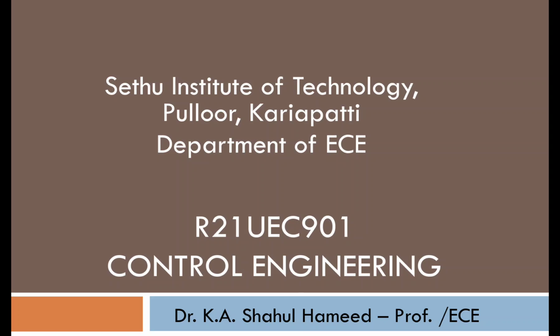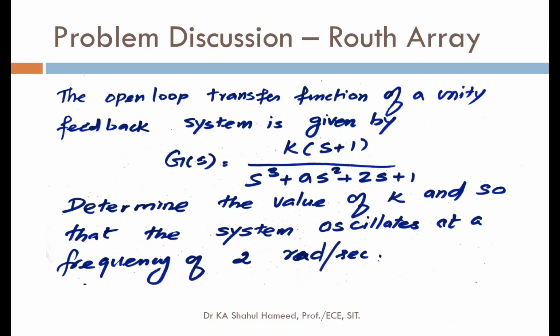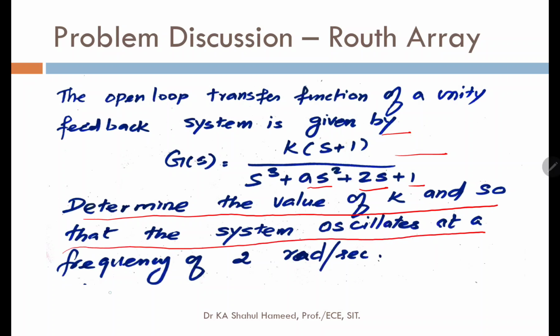In this session, we are going to discuss about Routh array. First, I read the problem statement. The open loop transfer function of a unity feedback system is given by G(s) = K(s + 1) / (s^3 + a s^2 + 2s + 1). Determine the value of K and a so that the system oscillates at a frequency of 2 radians per second. So, they have given an open loop transfer function.